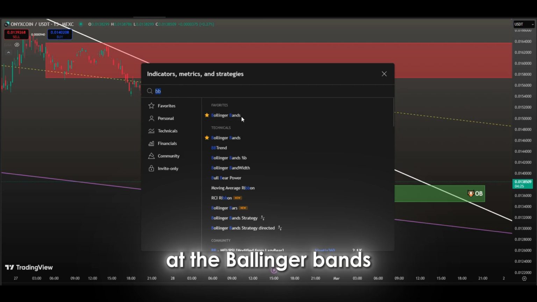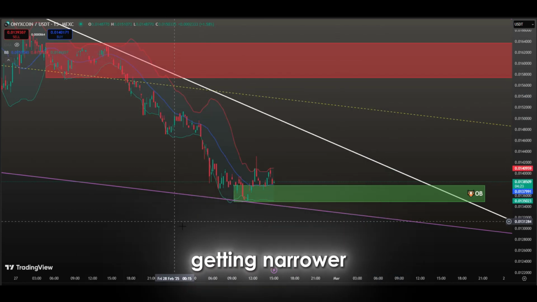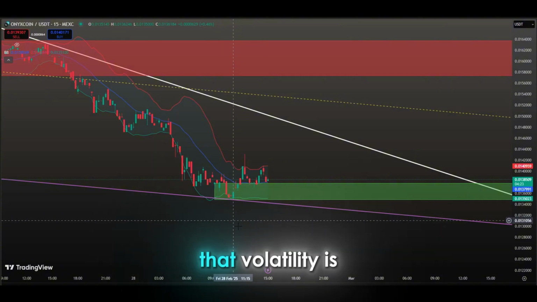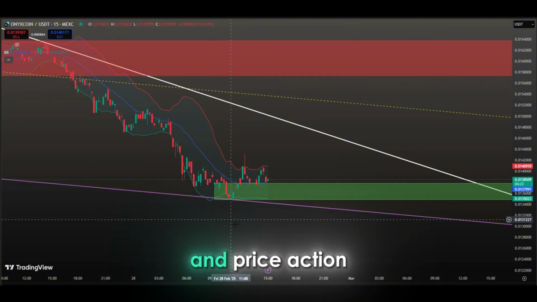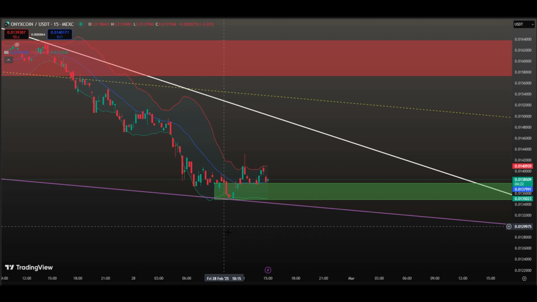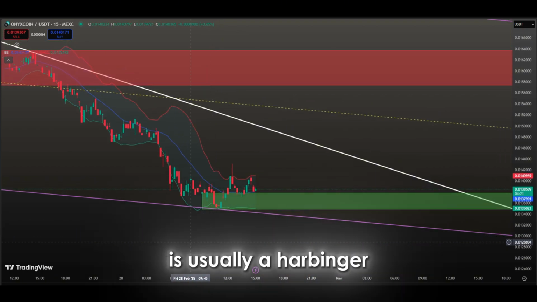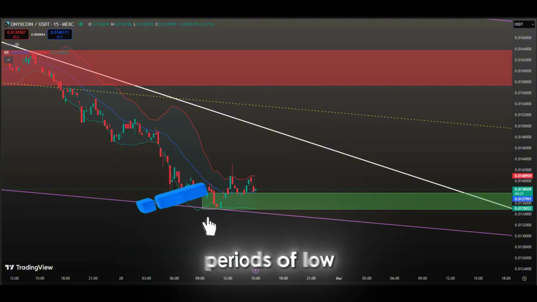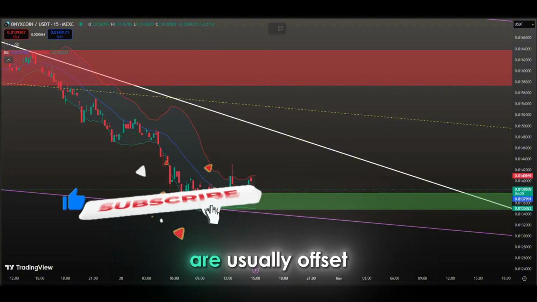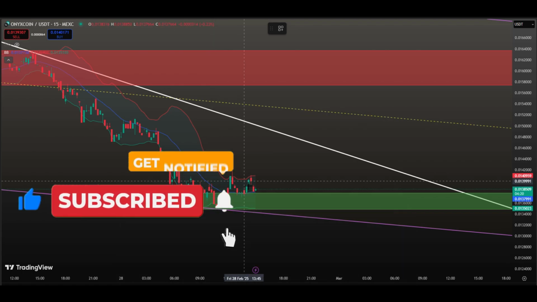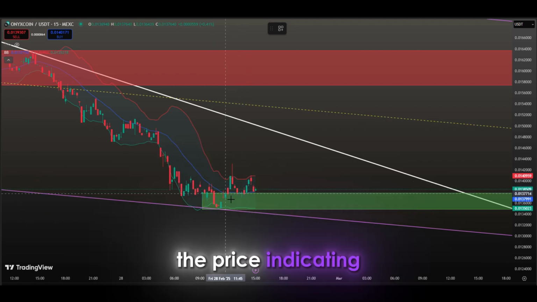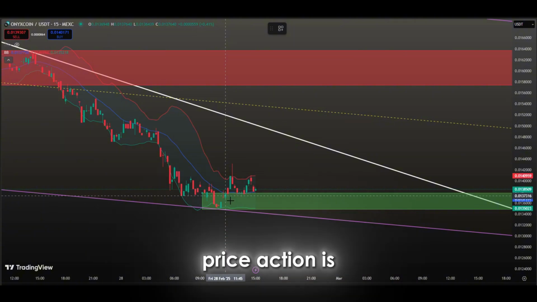When we look at the Bollinger Bands, we see that the bands are getting narrower. This narrowing is an important signal that volatility is falling in the market and price action is tightening. A narrowing of the Bollinger Bands is usually a harbinger of a big move. This is because periods of low volatility in the market are usually offset by periods of high volatility. Bollinger Bands determine the upper and lower limits of the price, indicating how compressed or widened the price action is.